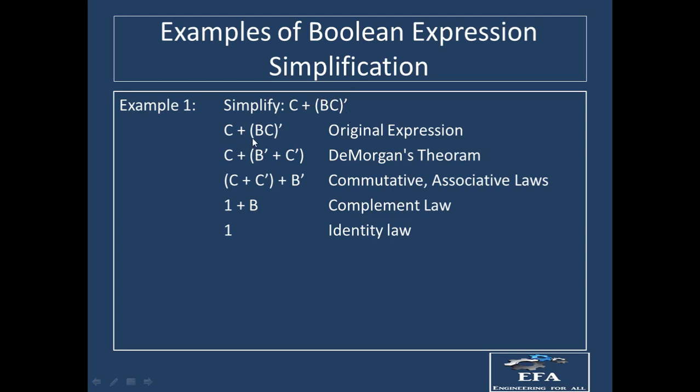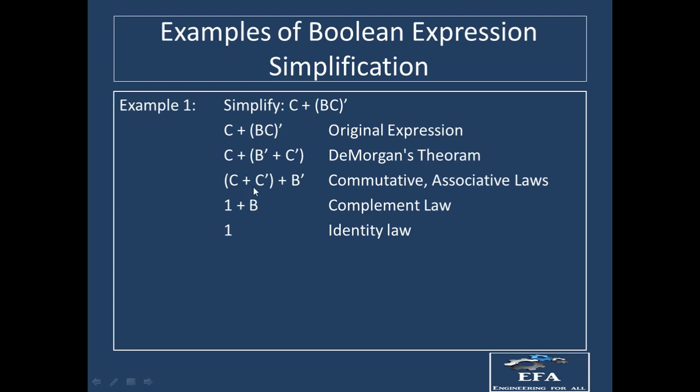Now this is the equation C plus (BC) bar. We can apply De Morgan's theorem on this part of the equation, so this becomes B bar plus C bar. So this is C plus B bar plus C bar. After applying De Morgan's theorem, we can apply the commutative and associative laws, and this expression can be rewritten as C plus C bar plus B bar. We know that C plus C bar is equal to 1, because if C is 0 then C bar will be 1, and if C is 1 then C bar will be 0.